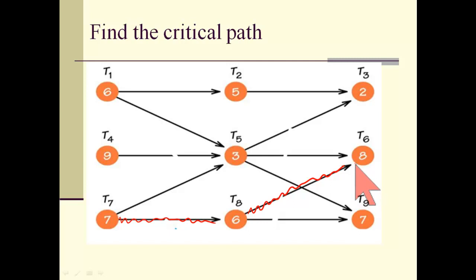Is there any way to get a path of length longer than 21? Each path that I pick in this example is going to have 2 edges and 3 vertices. So I could do a 6 plus 5 plus 2. No, that's not bigger than 21. 9 plus 3 plus 8 is not bigger than 21. That would be 20, in fact. 7, 3, 8, and so on. I don't think so. So it looks like the critical path here is going to be T7, T8, T6 of length 21.